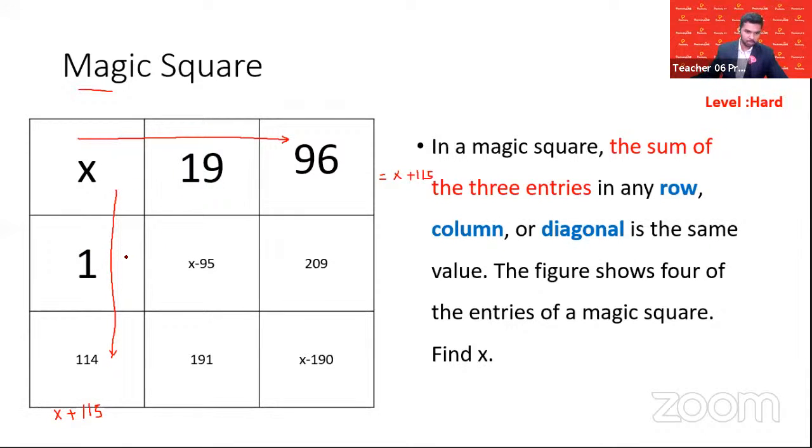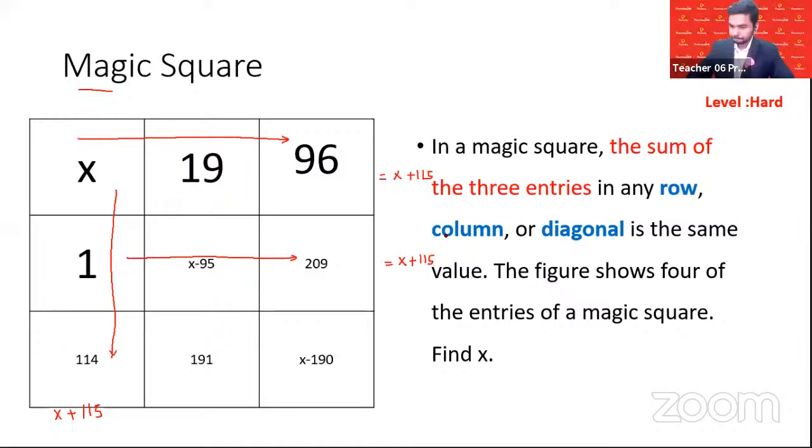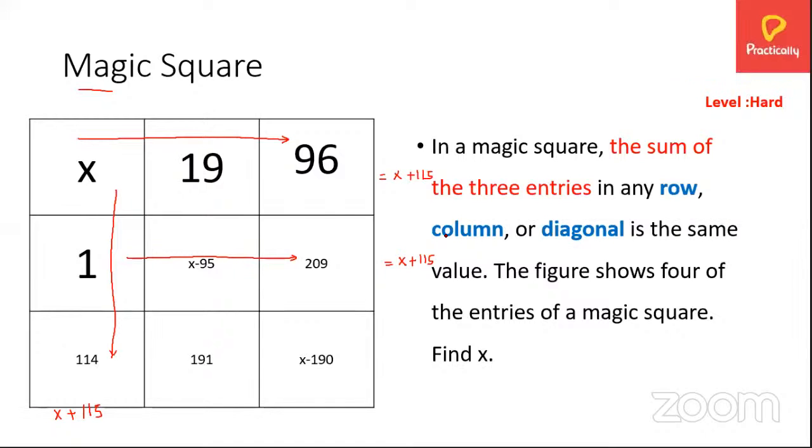Let us take one more example. Consider this particular row. So 1 plus x minus 95 plus 209. So 1 plus 209 is 210. 210 minus 95 is 115. So this is again equal to x plus 115. Understood? So Maunika, have you understood? Yes, sir. Okay. So I'll explain more about magic square again when we encounter a puzzle similar to this.